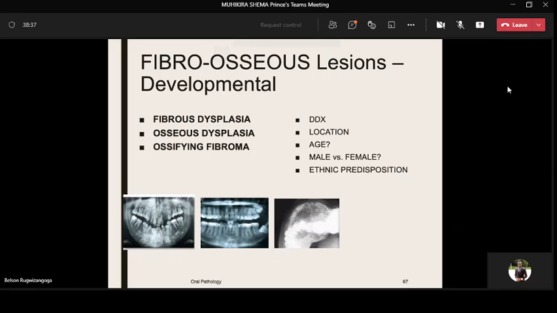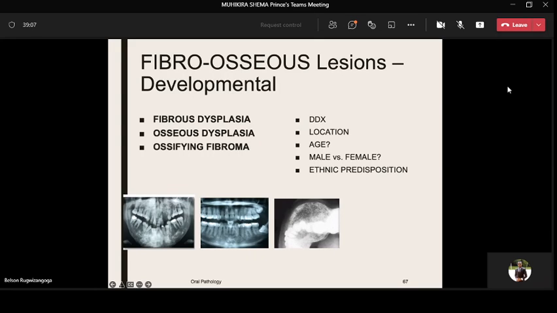Okay, so the fibro-osseous, meaning like these are not soft. The cysts are soft because they are filled with fluid, or just air or pus and so on. So fibro-osseous, they have a part which is fibrous, fibroblastic, and a part which is bony. So we have different diagnoses: fibrous dysplasia, osseous dysplasia, and ossifying fibroma.